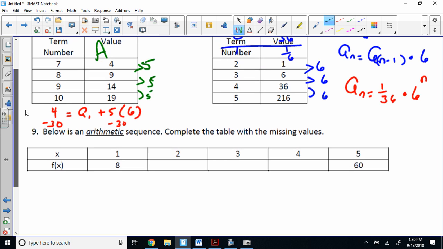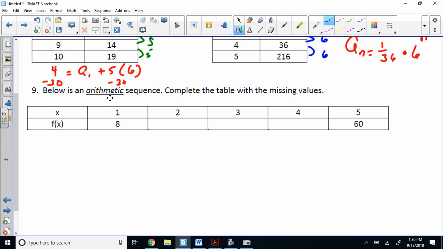All right, so let's look at 9. Is it arithmetic? Yes, they tell you it is. Complete the table. Okay, so 60 plus 8 over how many? 1, 2, 3, 4. You can't count until you start taking a step. So that's 68 over 4, which is what? No way that's 52. I got 17. No, 13 times 4 is 52.